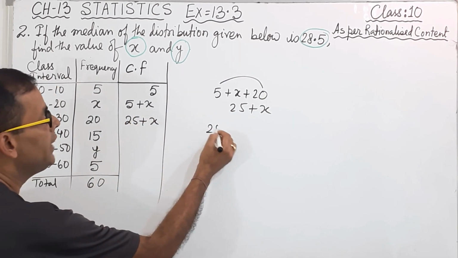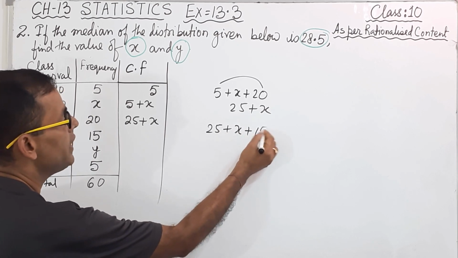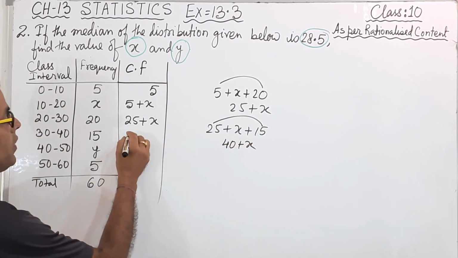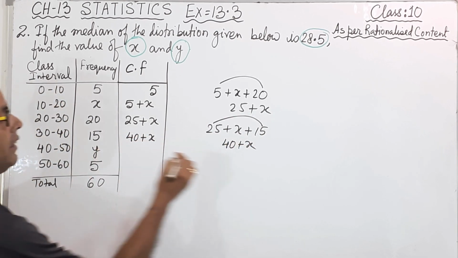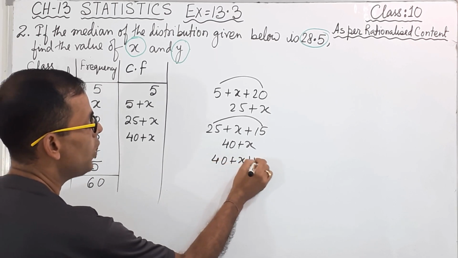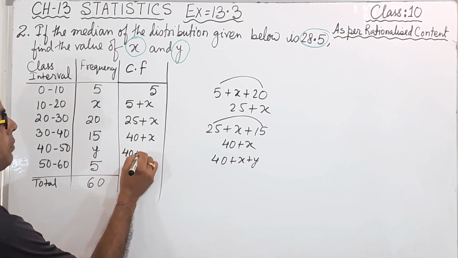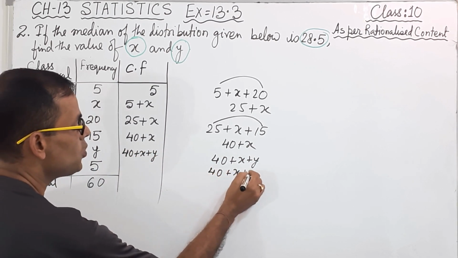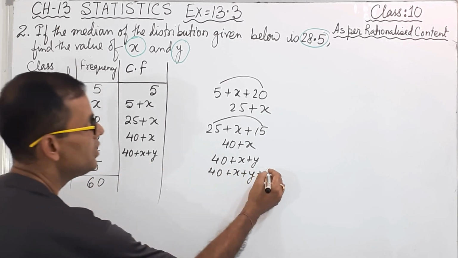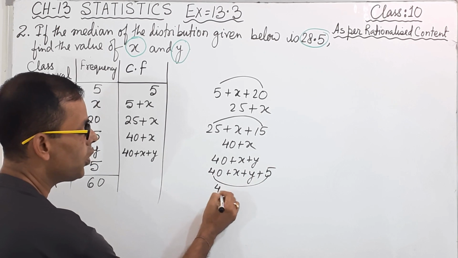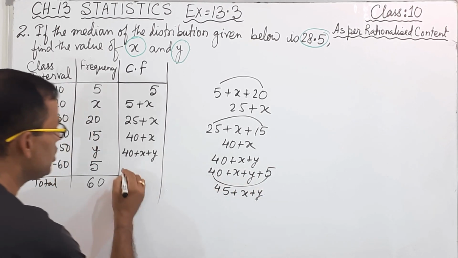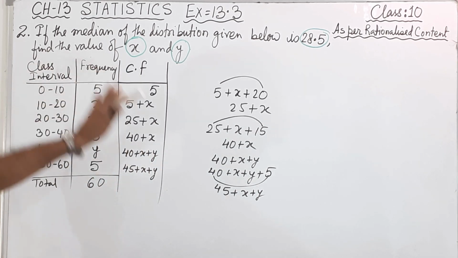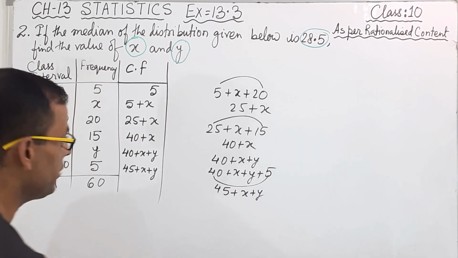Now after that again 25 plus x plus 15. If you add these two numbers, it becomes 40 plus x. So we will write here 40 plus x. Then 40 plus x plus y. Nothing you can do, you have to write like that, only 40 plus x plus y. And the last one is 40 plus x plus y plus again 5. You can add these two, so 45 plus x plus y. So we will write 45 plus x plus y. Clear up to this much? First you have to find out the cumulative frequency.